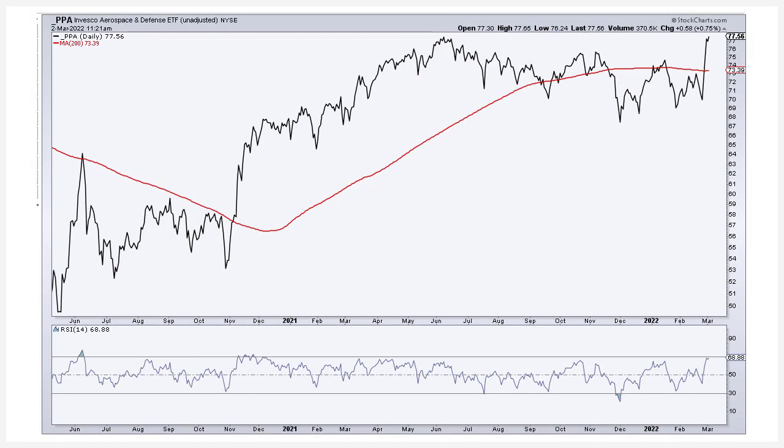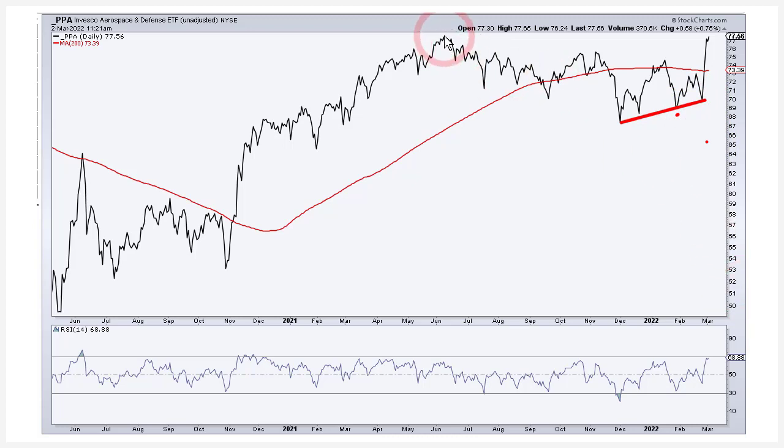So we're also seeing money move into defense, and defense was lagging, just like steel. Defense was lagging in the summer and into the fall, into November, December. So this is the PPA, the Invesco Aerospace and Defense ETF. But then we started seeing higher lows, in December and January and February. And meanwhile, SPY and QQQ were making those lower lows.